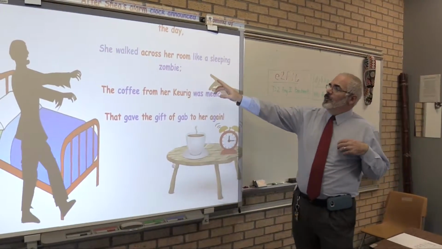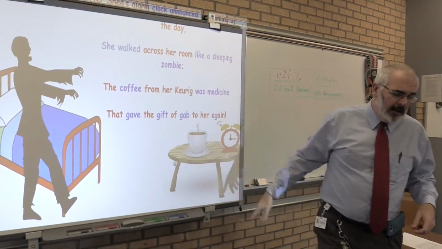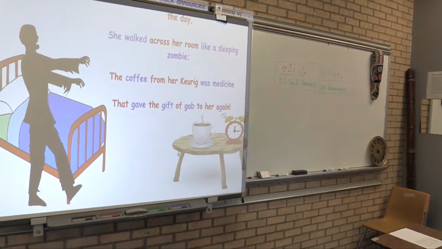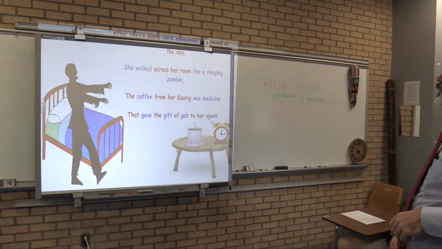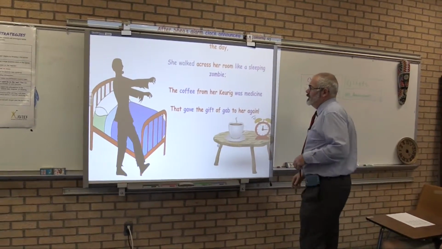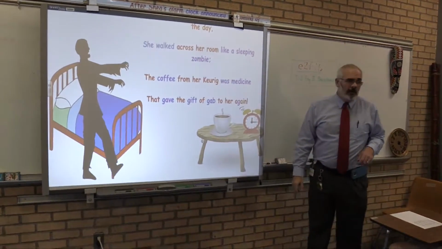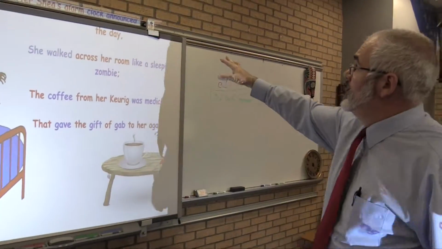This one I actually used one of the themes from your handout. Okay, if you look at it, it states, after Shay's alarm clock announced the coming of the day, she walked across her room like a sleeping zombie. The coffee from her Keurig was medicine that gave the gift of gab to her. So again, if you look at these, the very first one is an example of a what?